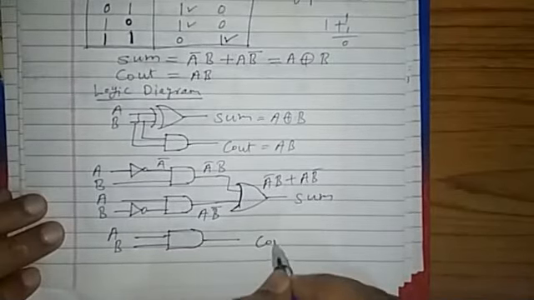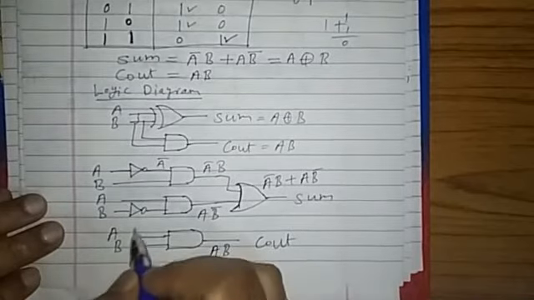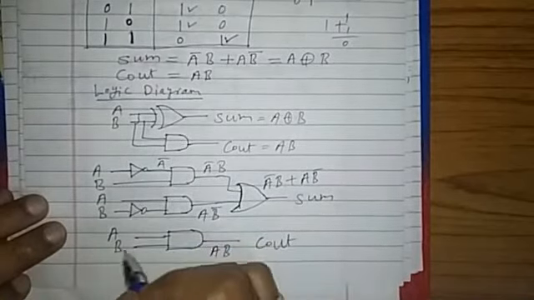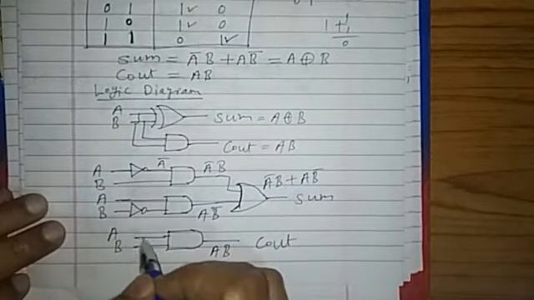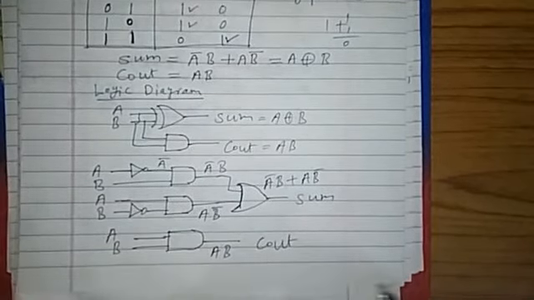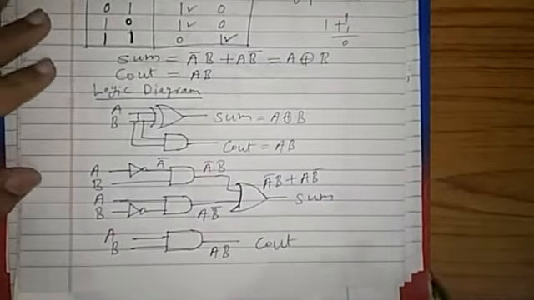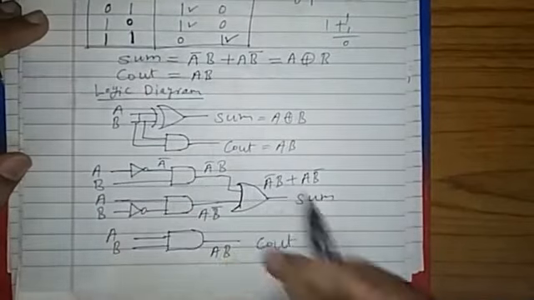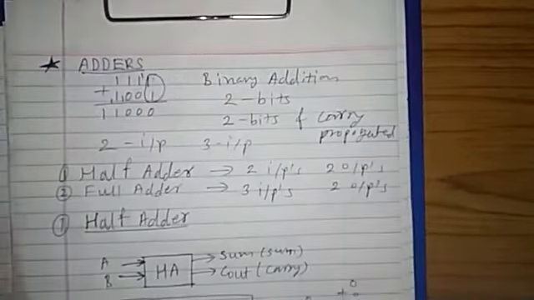This is C out, AB. You can connect here if there is space, otherwise you can show separately. That is also okay. From here you can connect A and B. From here you can take both and combine, but here space is not there, so I have shown separately. That's it. This is using basic gates, and this is using an XOR gate and AND gate. Okay, did you understand this?